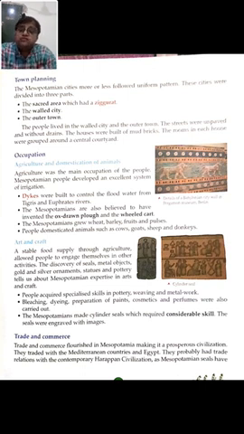They were used for controlling the flood. They were used for preventing the flood water from entering the cities. Then the Mesopotamians are also believed to have invented the ox-drawn plow.